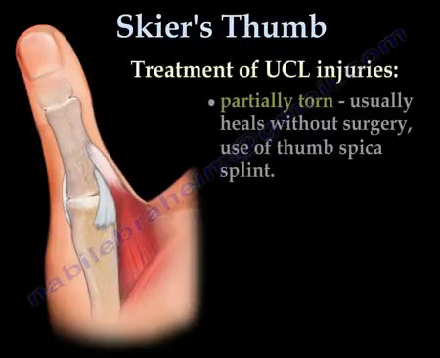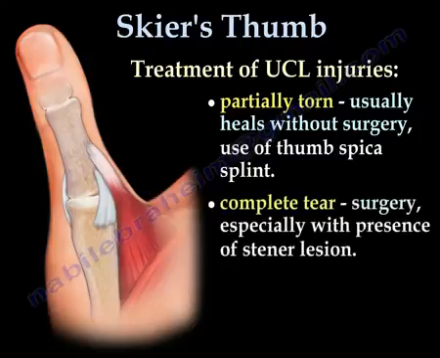Treatment includes, if it is partially torn, use of a thumb spica splint. It usually heals without surgery. If it is completely torn, surgery is important, especially with the presence of a Stener lesion.